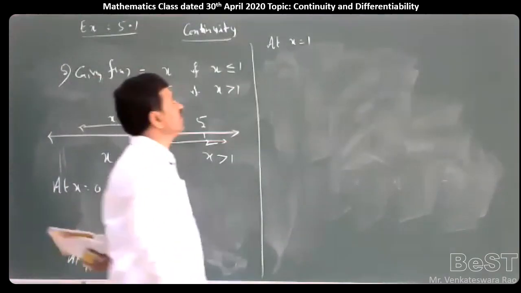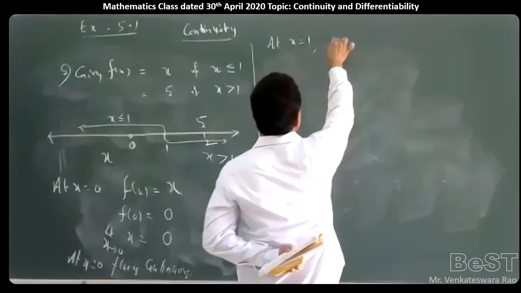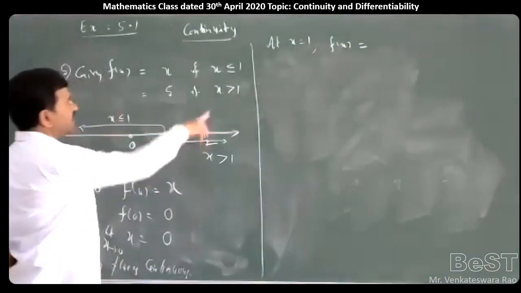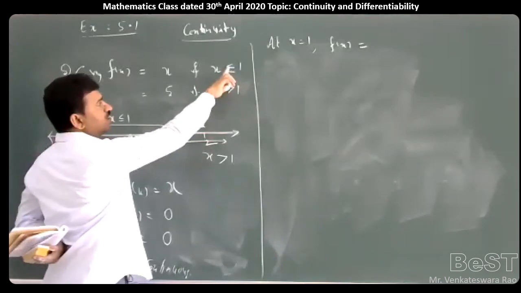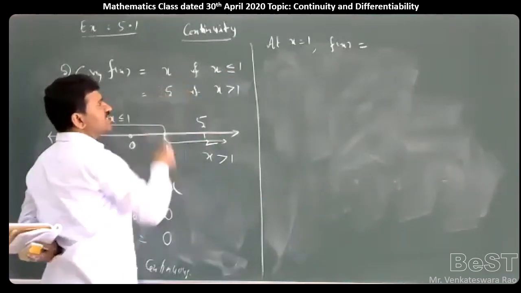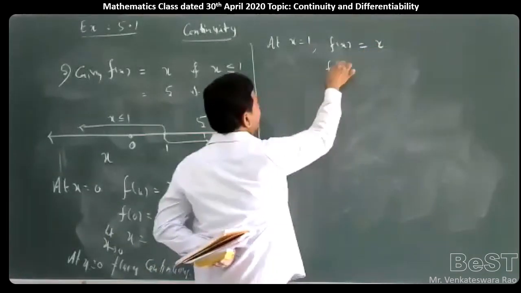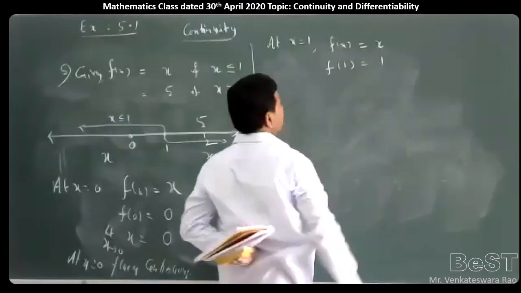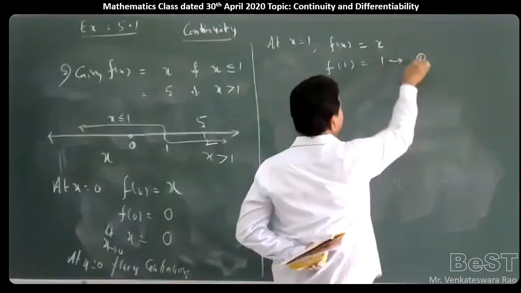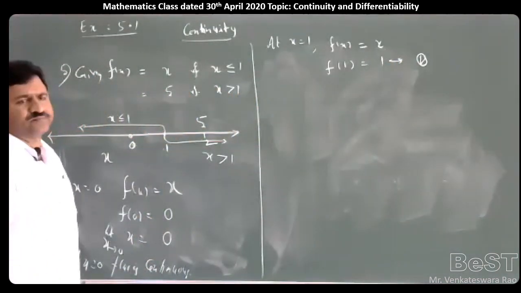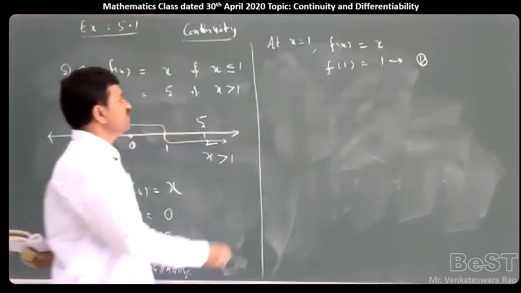First find the function value. At x equals 1, what is f of x defined as? X equals 1 falls under less than or equal to 1, so the function is x. Find the f of 1 value. F of 1 is 1. So this is the function value. First complete the function value. Next find the left limit, LHL.